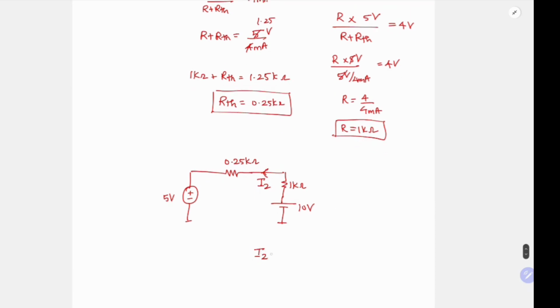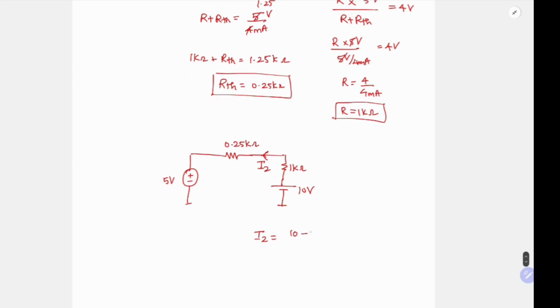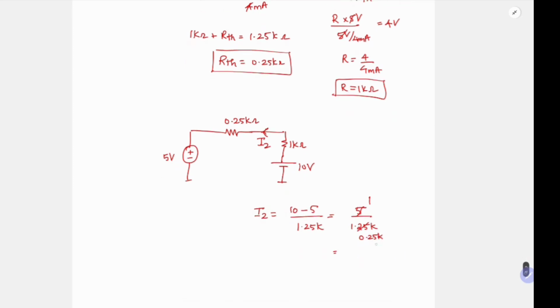So what is your I2? In this case, your I2 will be positive because on the right hand side you have a higher voltage than the left hand side. So it is 10 minus 5 divided by your total resistance, 1.25k, which is nothing but 5 by 1.25k. So this is 1 times, this is 0.25k times. So 1 by 0.25 is 4. So 4 milliamp, and your sign is positive. So your I2 is 4 milliamp.